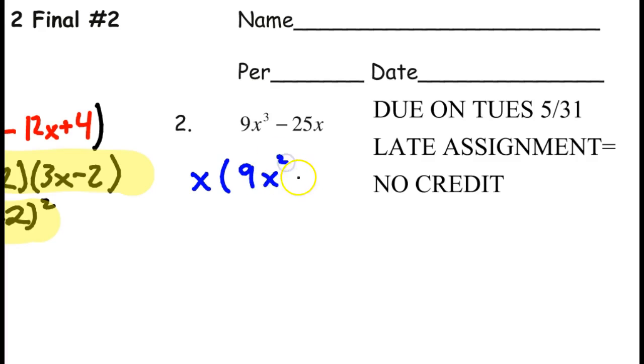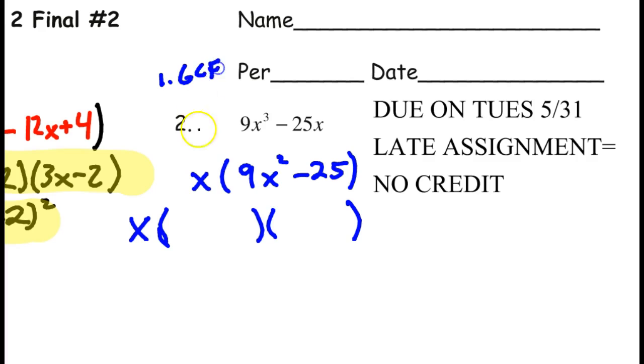9x squared minus 25. And once again, these nice perfect squares, not a coincidence. That means, and it's subtraction, that means you can factor it further. You must factor it further. You can't just say, well, the first step is GCF, do that, and then stop. You have to look at what you're left with, and what you're left with can be factored even more.